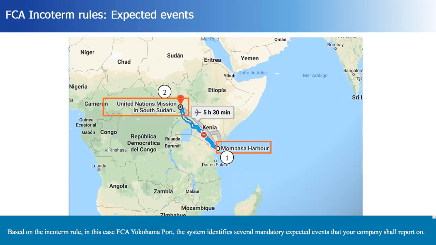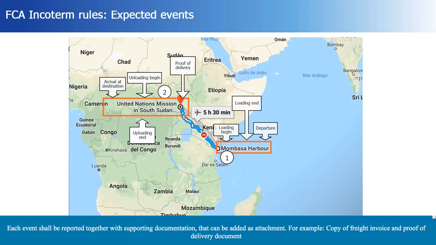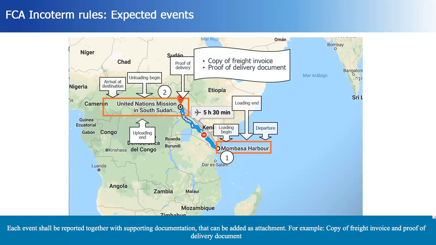Based on the Incoterm rule, in this case FCA Yokohama Port, the system identifies several mandatory expected events that your company shall report on. At the destination location, you should report the following events: arrival at destination, unloading begin, unloading end and proof of delivery. Each event shall be reported together with supporting documentation that can be added as attachment. For example, copy of freight invoice and proof of delivery document.